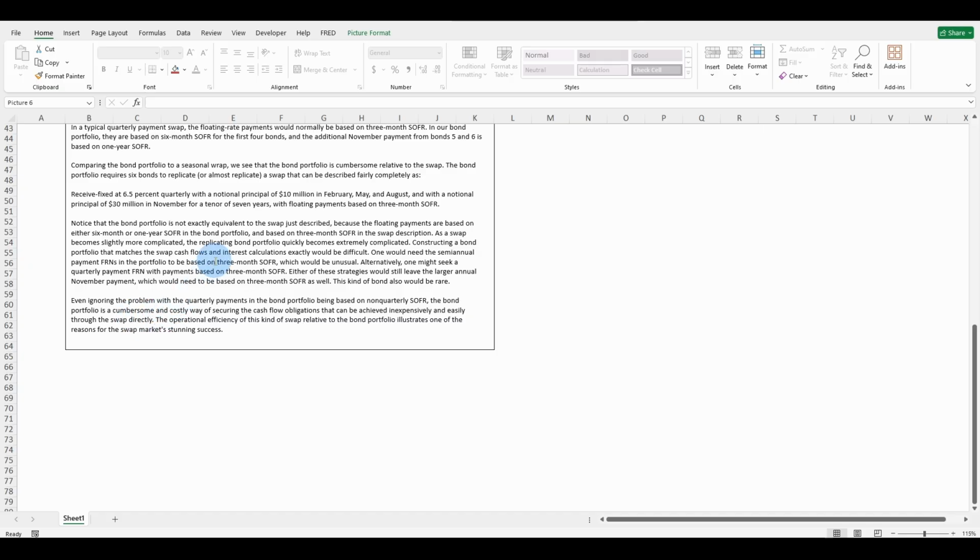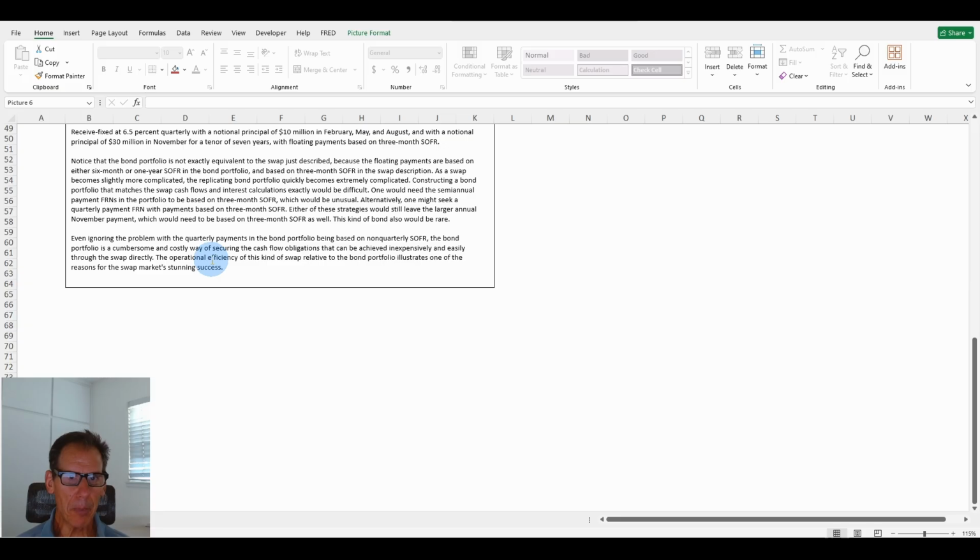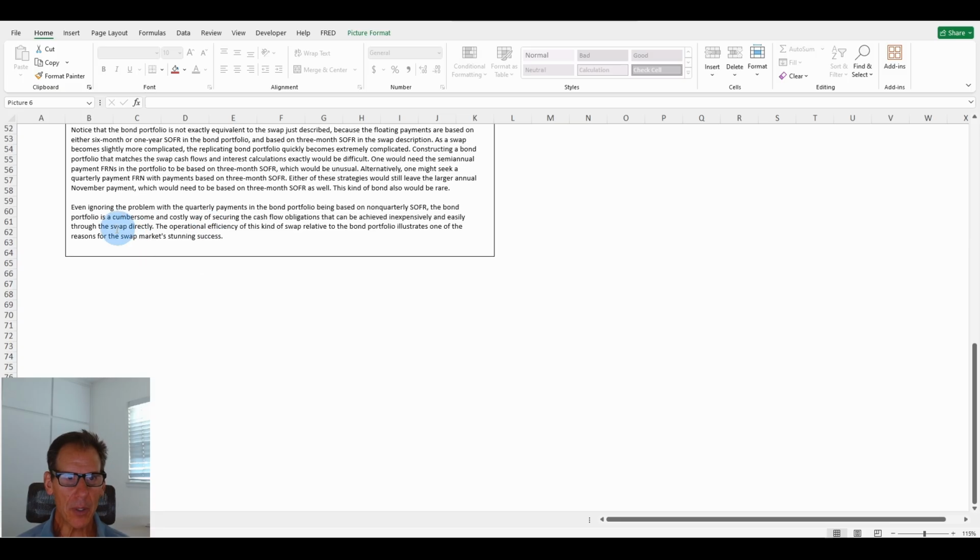Even ignoring the problem with quarterly payments in the bond portfolio being based on non-quarterly SOFR, the bond portfolio is a cumbersome and costly way of securing the cash flow obligations that can be achieved inexpensively and easily through the swap directly. The operational efficiencies of this kind of swap relative to the bond portfolio illustrate one of the reasons for the swap market's stunning success.